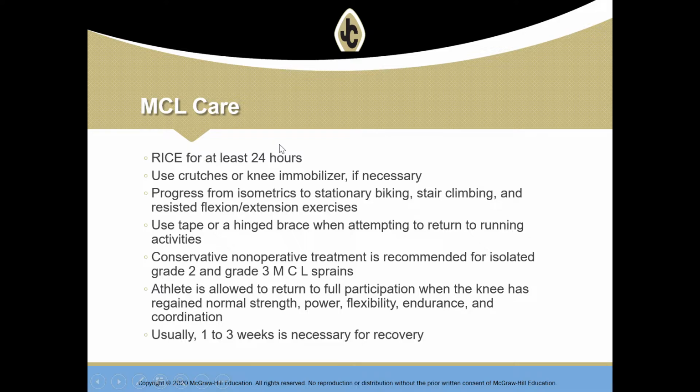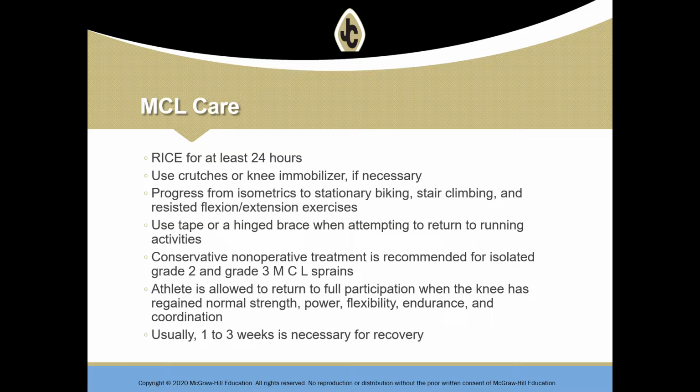Rest, ice, compression, elevation for at least 24 hours. Basically, those 24 hours could be longer if it's a more significant injury, less if it's not as significant, it just depends. Crutches and a knee immobilizer are necessary in most cases.